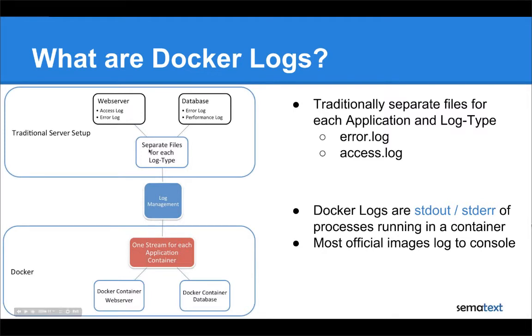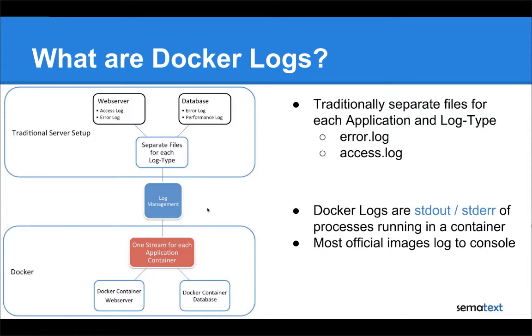And in the log shipper, we know exactly the source, so we can define a parser for access logs, and we can define a parser for the error logs to get the structured data. On Docker, it's a bit different because Docker logs are basically the console output of containers. So we get the standard output and the standard error stream. And the most official images log to the console, and we get a single stream of logs from the Docker daemon to the log management.